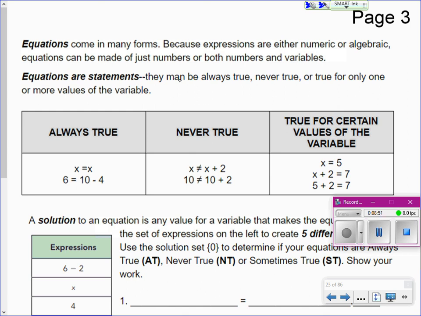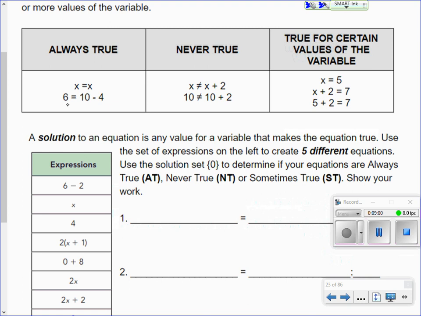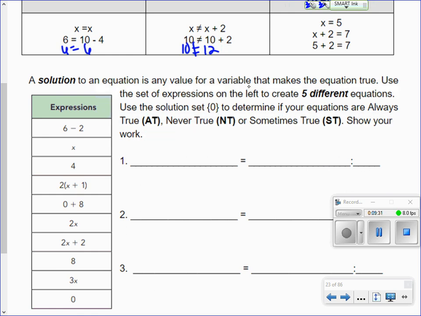Okay? First spelling mistake I found. Oh, and I found this one too. I need an extra space here. So it looks like this. Always true. x equals x. 6 will always equal 6, no matter what. This one, if I put 10 in for x, 10 will never equal 12. It's never going to happen. And then this is just sometimes true or true only for certain values. So x equals 5. Okay, so if I put 5 in, 5 plus 2 is 7, 7 equals 7. This will always be true if x equals 5. So a solution to an equation is any value for a variable that makes the equation true.